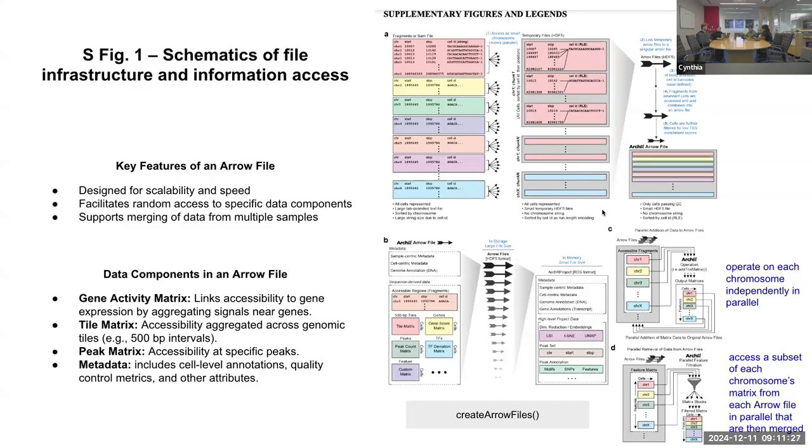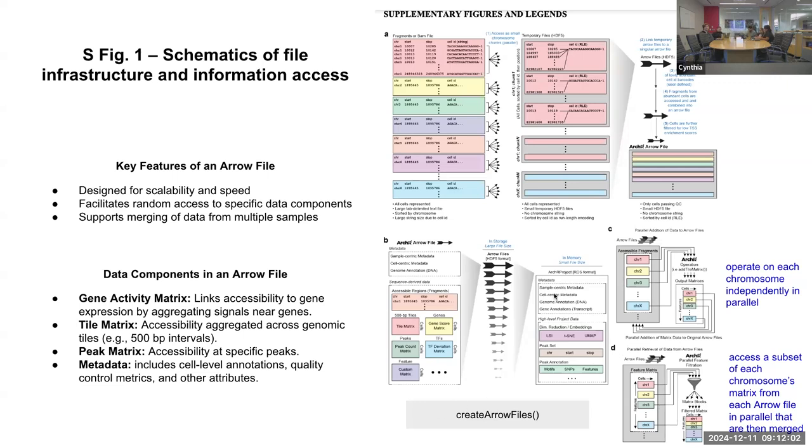They explain in panel C that they can access, for example, different chromosome information, and then operate on each of these chromosomes independently, and then bring back the information that they processed. Also, this kind of architecture facilitates, for example, merging information, so they can just access the information, perform something on it, and get the information back.